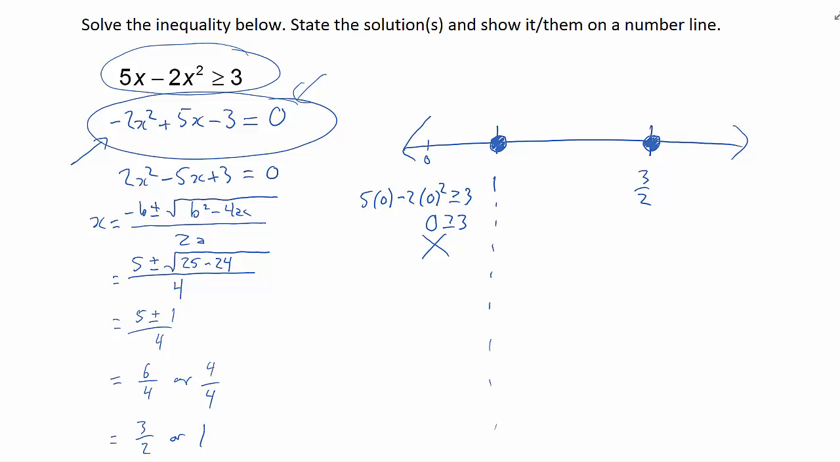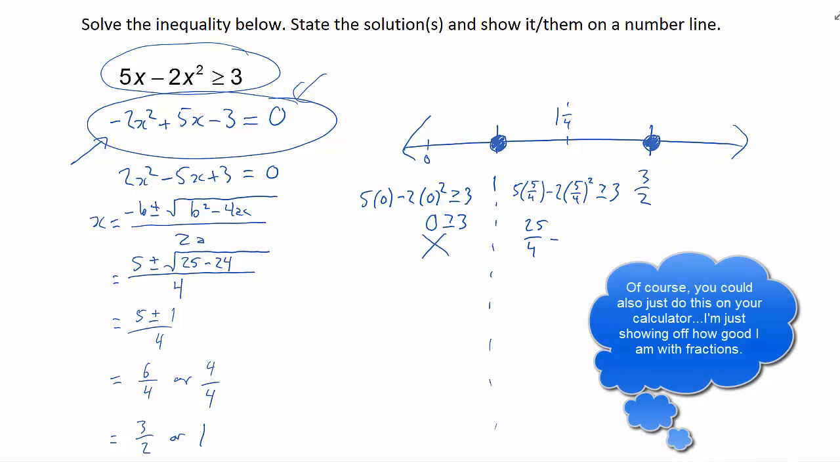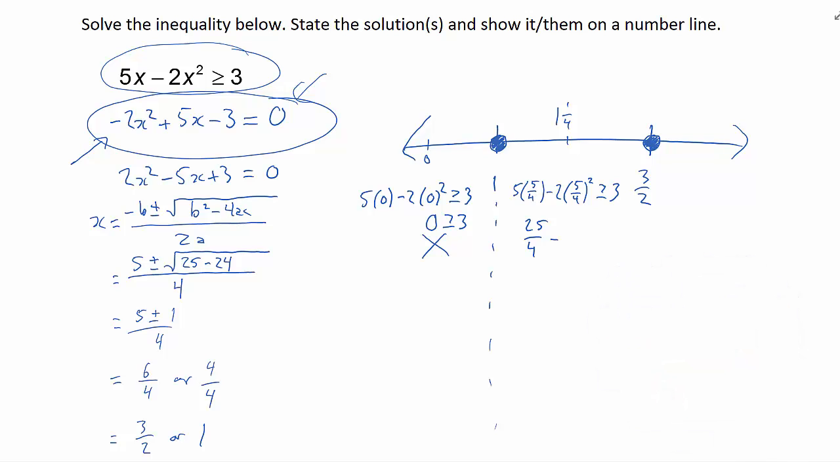Let's pick a number between 1 and 3 over 2, between 1 and 1.5. How about 1 and 1/4, or in other words, 5 quarters? So that will be 5 times 5 over 4 minus 2 times 5 over 4 squared. Is this greater than or equal to 3? That is 25 over 4 minus, now 5 over 4 squared is 25 over 16, and when I multiply that by 2, that's actually just going to be 25 over 8.